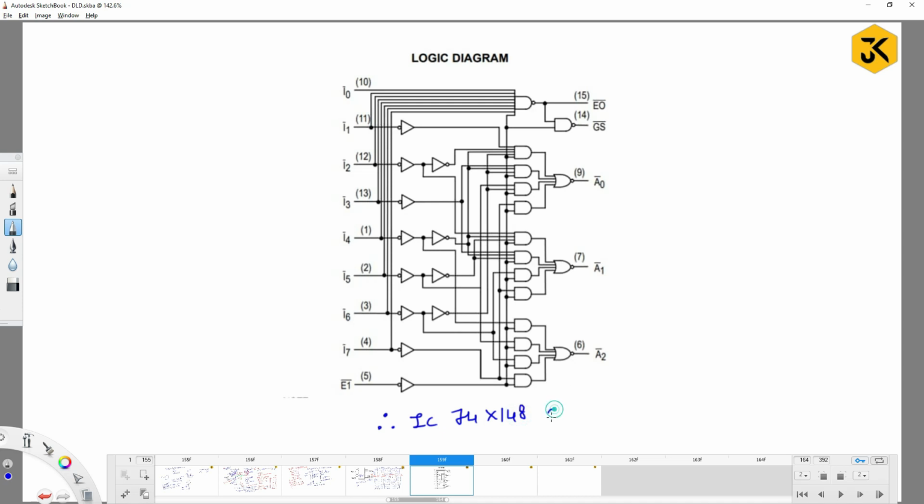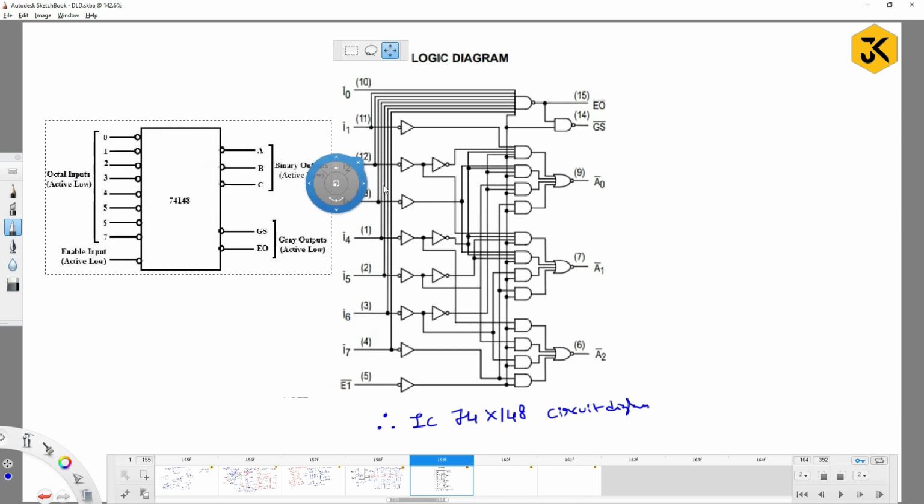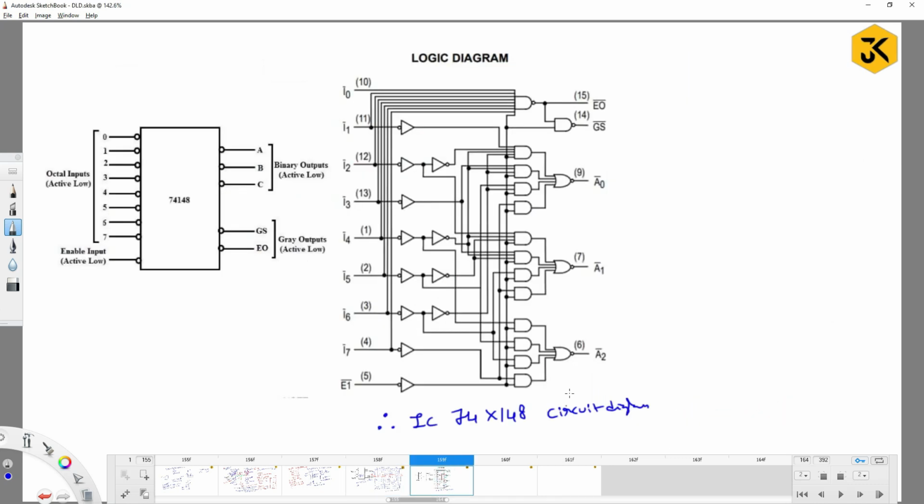So this is for IC74X148 circuit diagram, means internally how the circuit is implemented, right? If you are able to observe, it will look like as it is, but internally the implementation will be like this, right? So for that, how internally to work, that is what we have drawn some kind of truth table. We can call this as IC74X148 truth table, right? I hope you understood clearly, right?